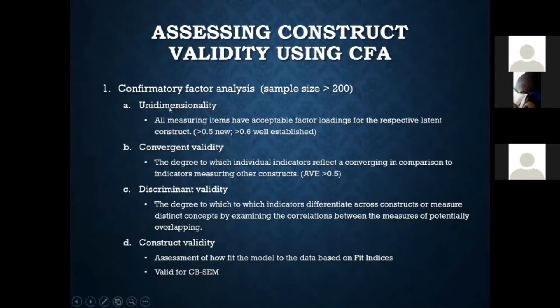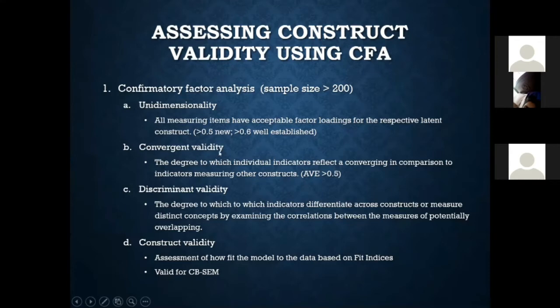You can assess the unidimensionality. Unidimensionality means how each item loads to the specific constructs. The factor loading is the regression standardized beta coefficient actually. The second one is convergent validity: the degree to which individual indicators reflect a converging, in comparison to indicators measuring other constructs.